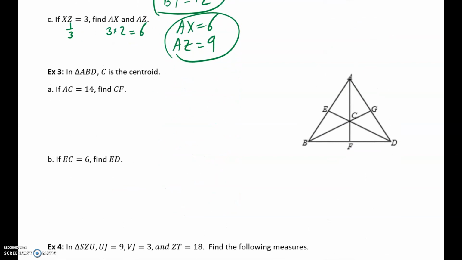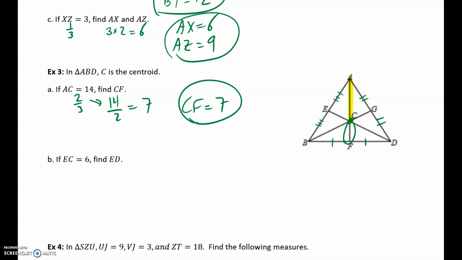So number 3, in triangle ABD, C is the centroid. Again, so we've got like... All right. So if AC is 14, I want you to pause the video here and try to find CF by yourself, okay? Pause the video, try it, see if you can figure it out. All right, so hopefully you figured out AC is the 2/3 part, so I'm going to divide by 2 to get the 1/3 part, which is CF, by the way, which is the part that they are asking for. So CF has to be 7.